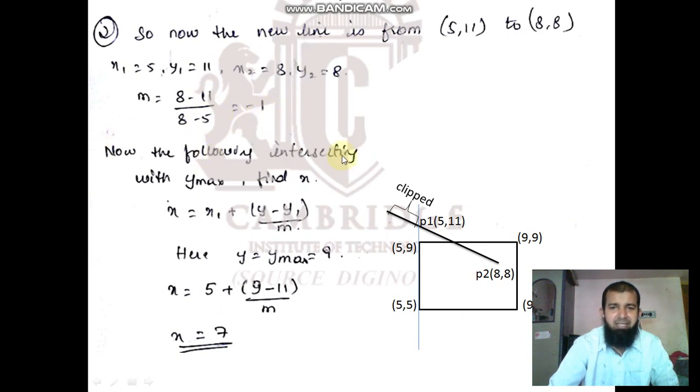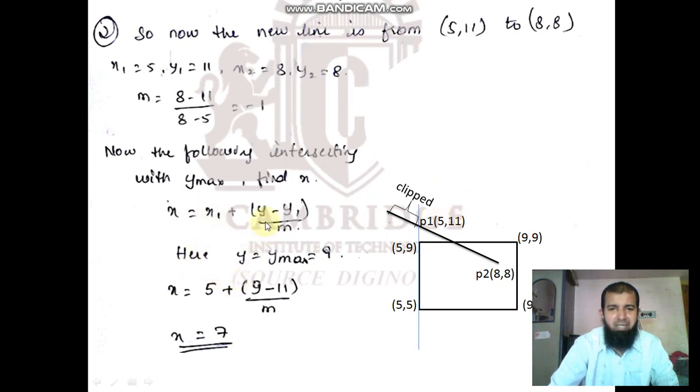Now find the intersection with the y max, find x. This is the y max, this is the y min. So y max is how much here? 9. Y max is 9, that is y is equal to 9. And find the x value. X equal to x1, and x1 is 5.